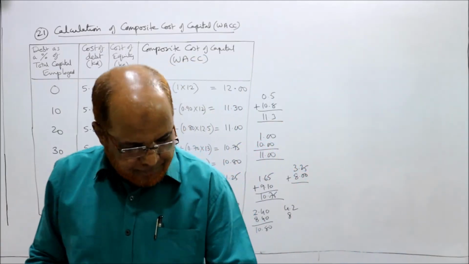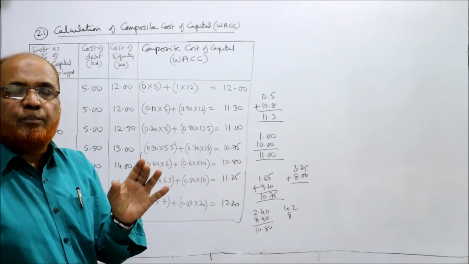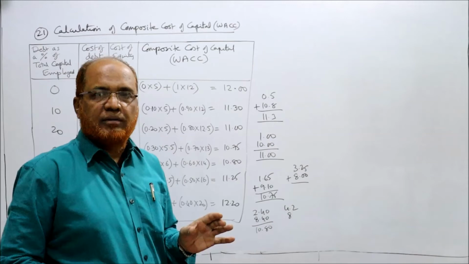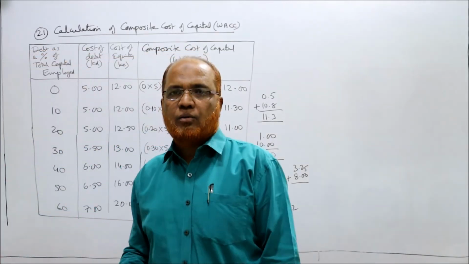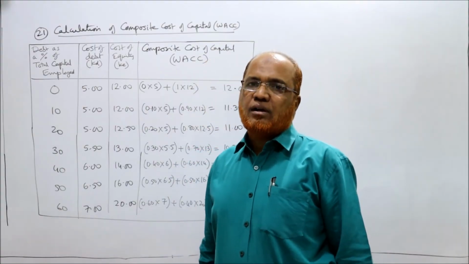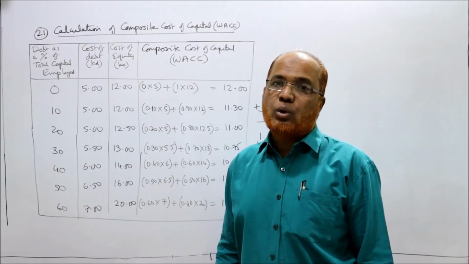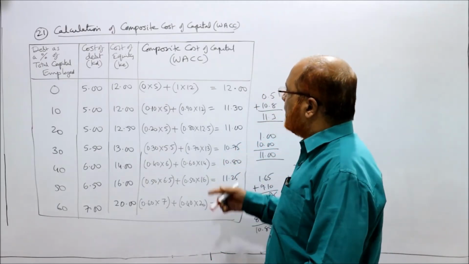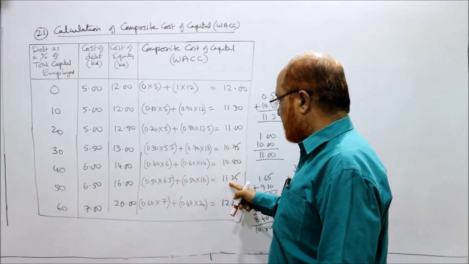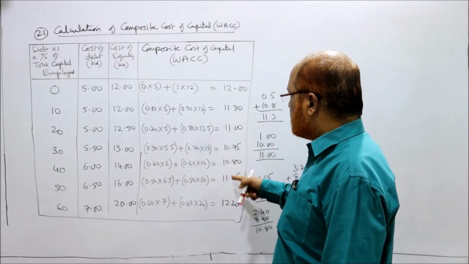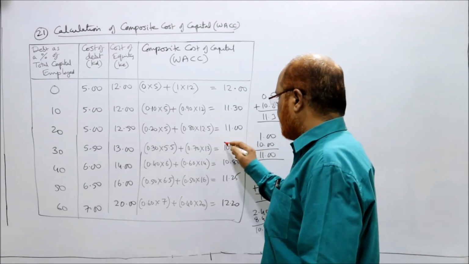That's it. Now, it is asking you to find out the most optimal debt equity mix. ये पूरे debt equity mix में कौन सा optimum है, कौन सा better है, कौन सा अच्छा है. तो whichever debt equity mix has the lowest WACC, lowest weighted average cost of capital. Here WACC is 12, 11.3, 11, 10.75, 10.8, 11.25, 12. सब में कम कौन सा इसमें? Which is the lowest? 10.75.